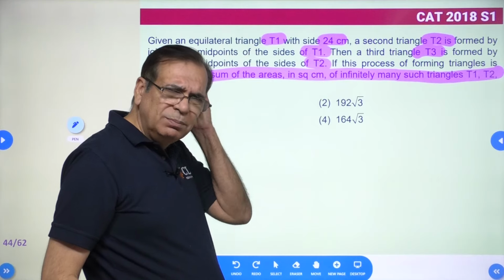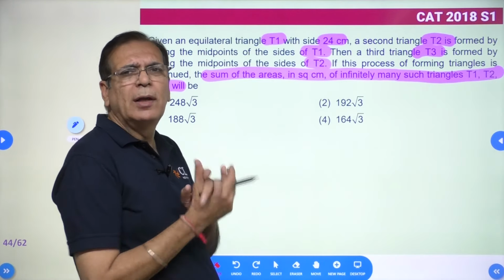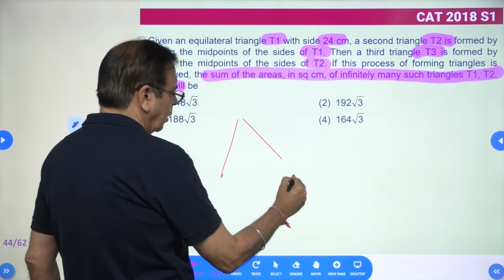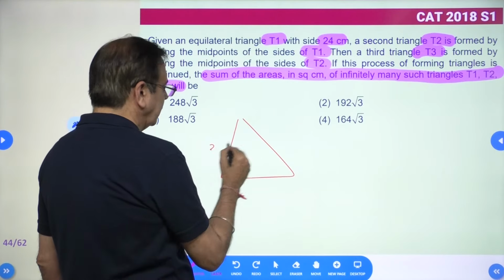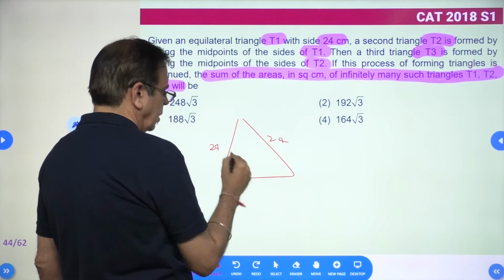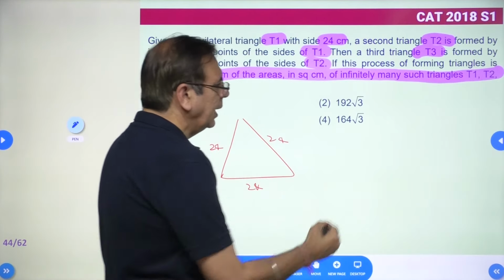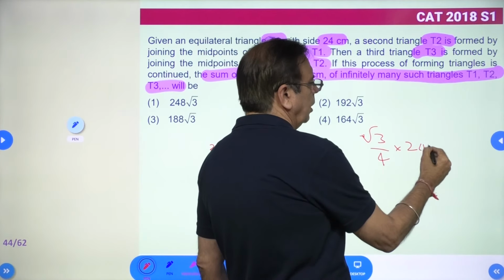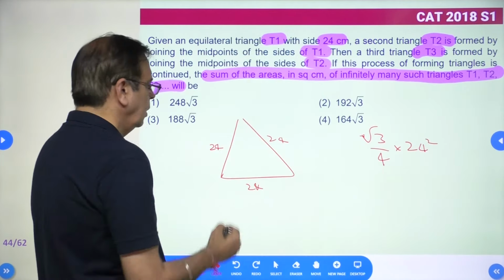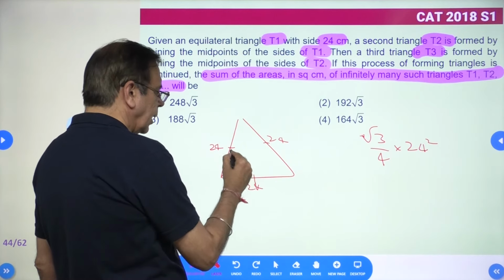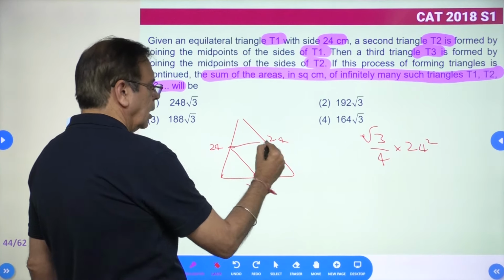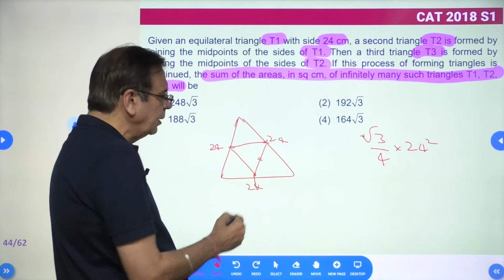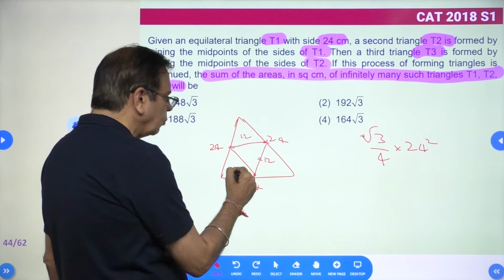This should not be a problem if you know that if I join the midpoints of a triangle, the new triangle's sides will be half. For example, here it says 24. So what is the area of this triangle? Root 3 by 4 into 24 square. If I join the midpoints of this triangle, what do I get? Each side will be half and parallel to the opposite side. So this will also be an equilateral triangle of side 12.